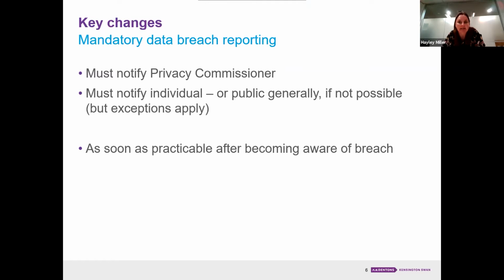Importantly as well, there are some exceptions, particularly to the notification to the individual, and those are generally if actually by notifying you're going to cause more harm than good. Now, it is quite extreme exceptions, particularly around mental health and those sorts of things, but it is important to know that there are some exceptions.